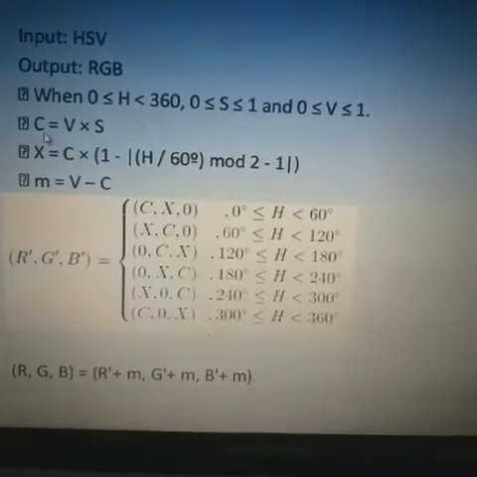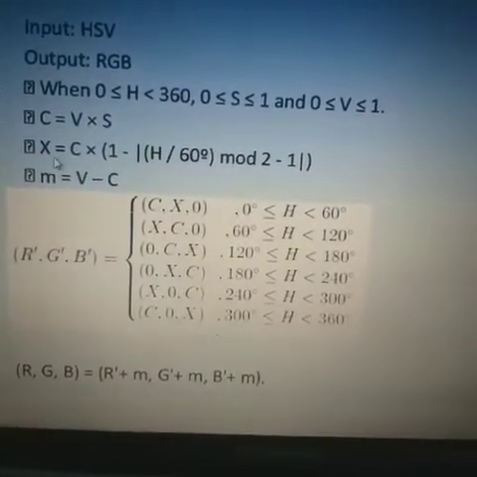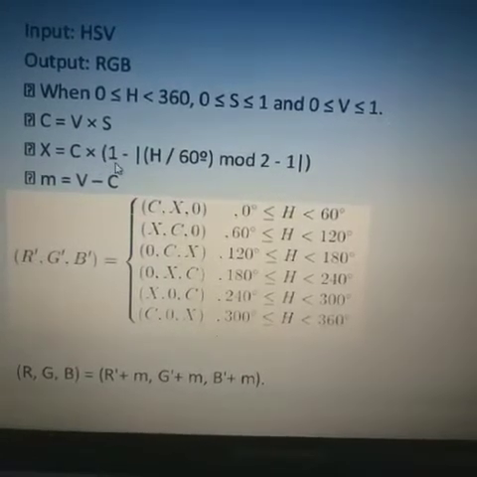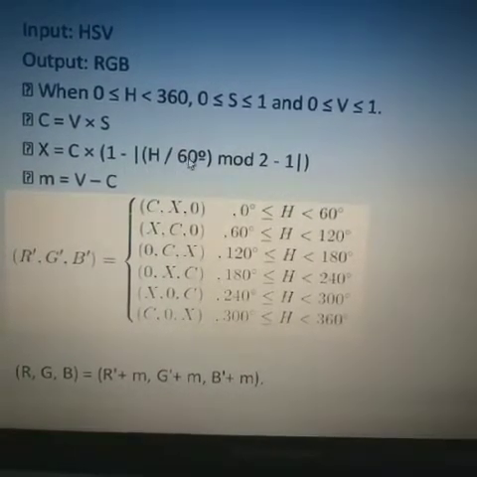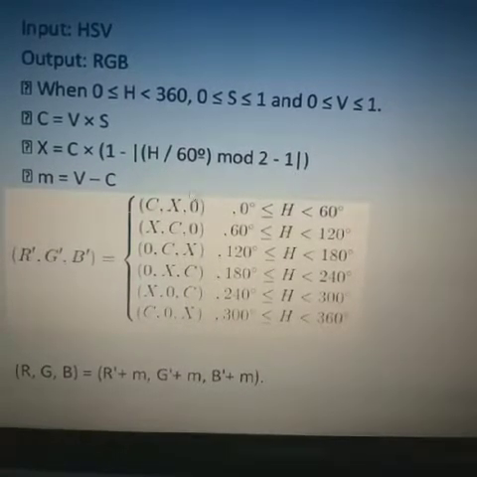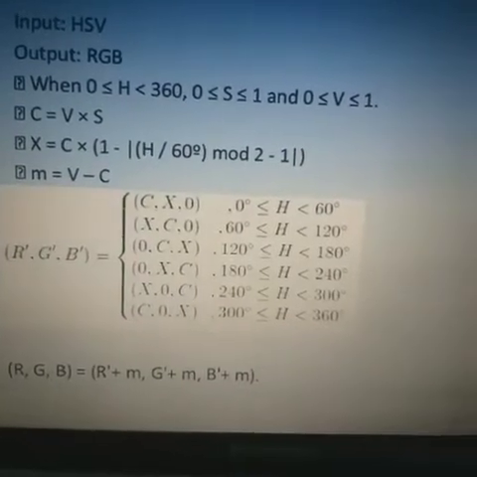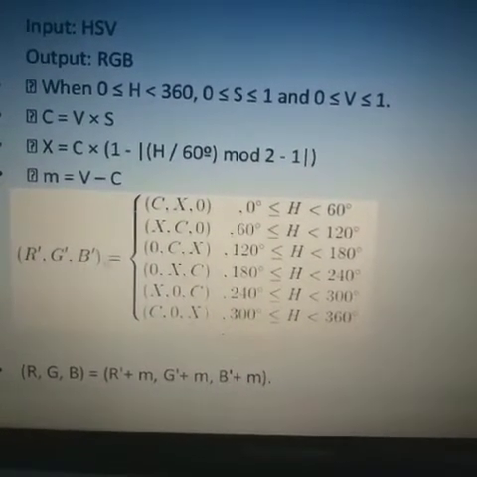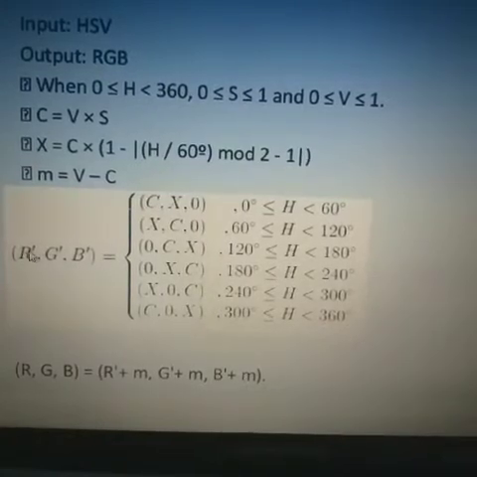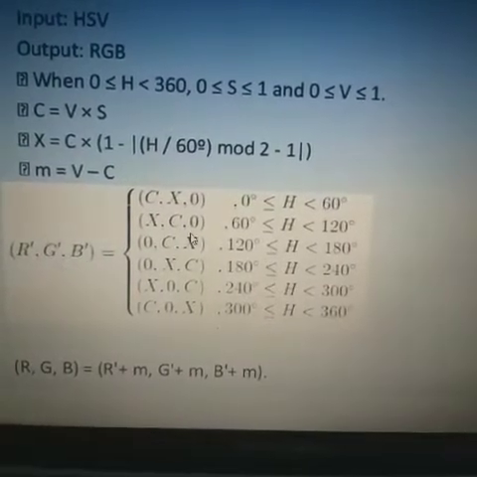To get these values, we have C equals V times S, X equals C times (1 minus |(H divided by 60 degree) mod 2 minus 1|). The M value is equal to V minus C. To get these values, we then get the new values of RGB.